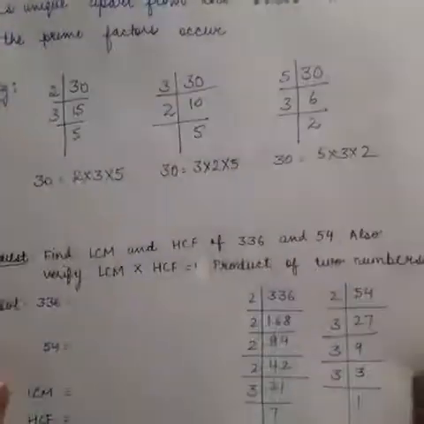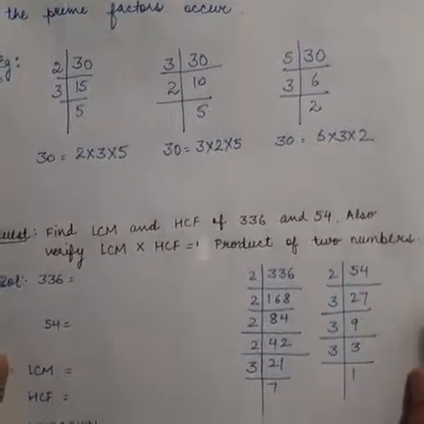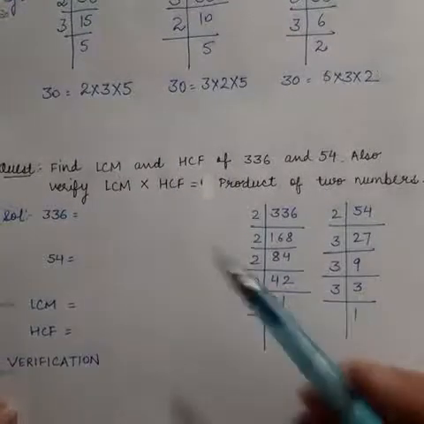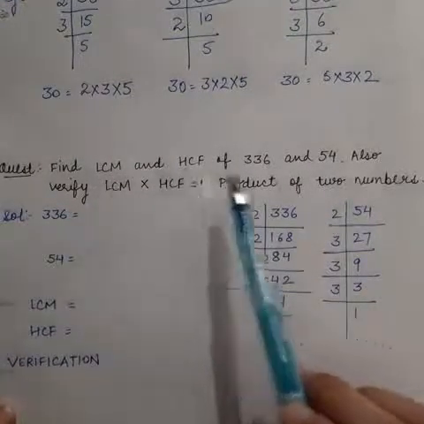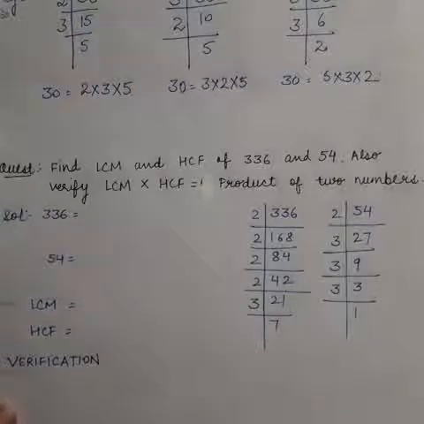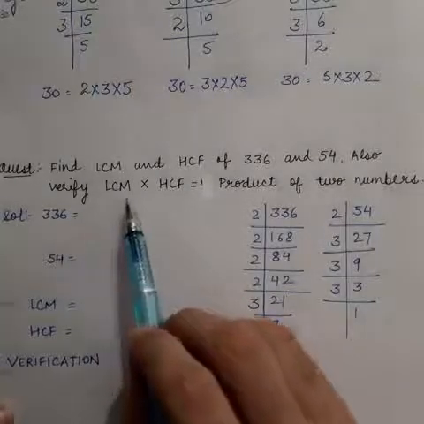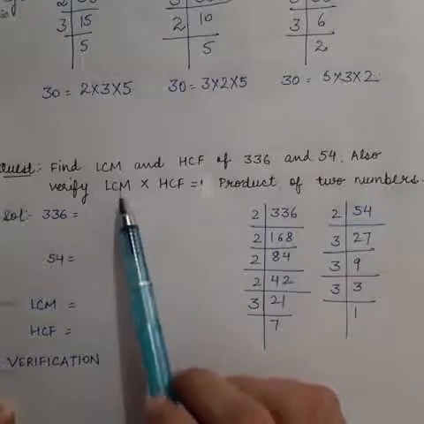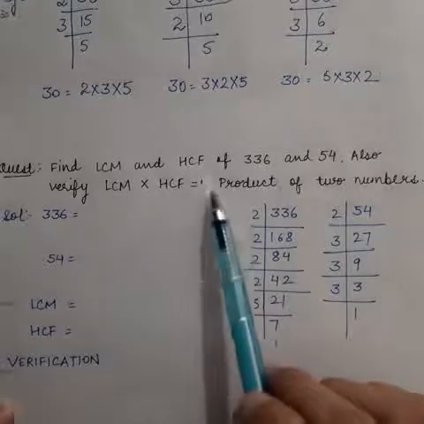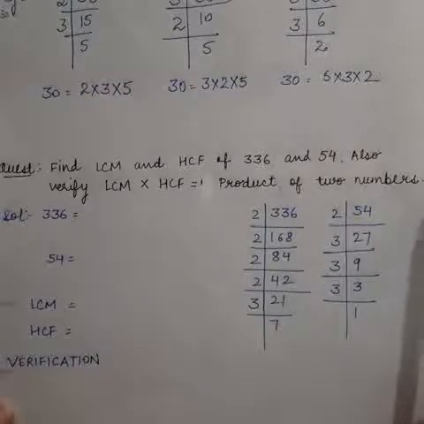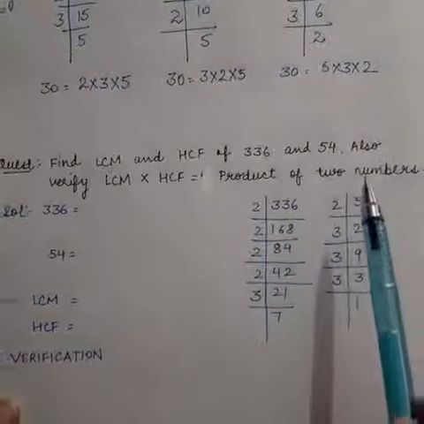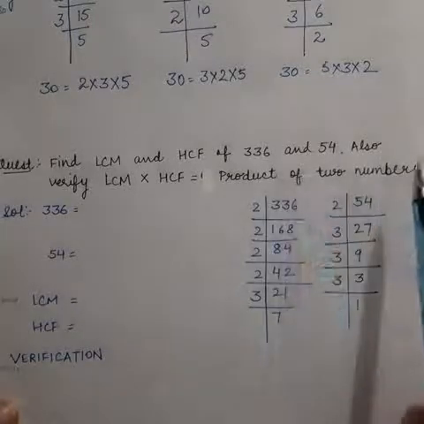Now this fundamental theorem, or this prime factorization process, can be used to find the HCF and LCM of numbers. So you have a question over here: find the HCF and LCM of 336 and 54. Also verify that HCF into LCM is equal to the product of the two numbers. Now this verification, LCM into HCF is equal to the product of two numbers, is valid only for two numbers. Please be careful, this is valid only for two numbers.